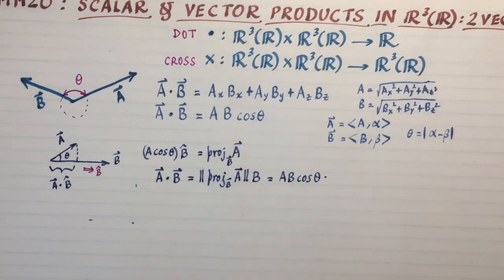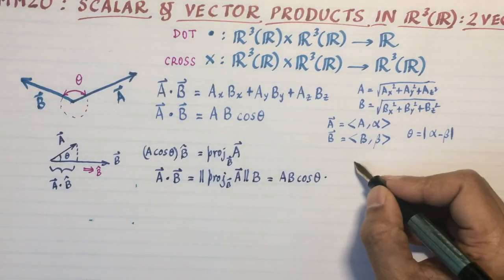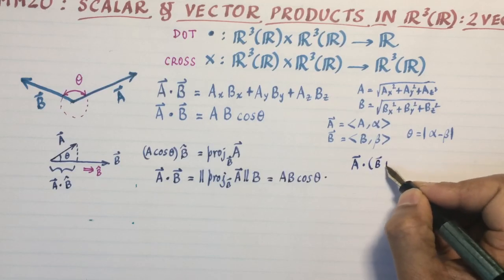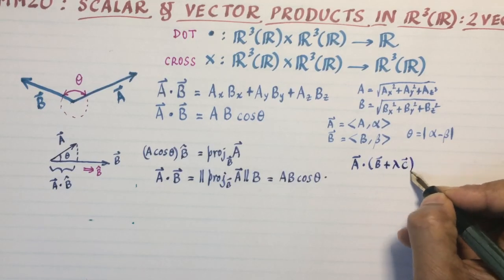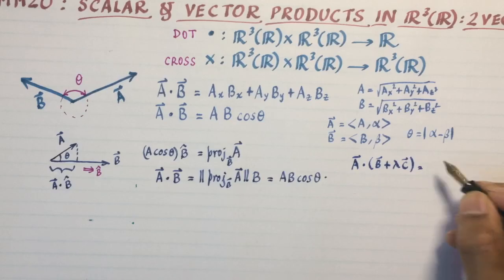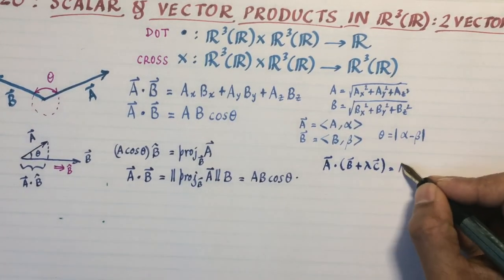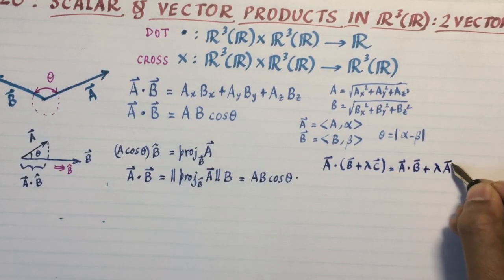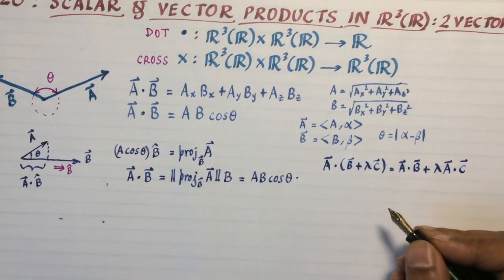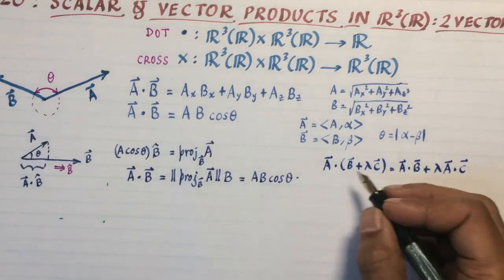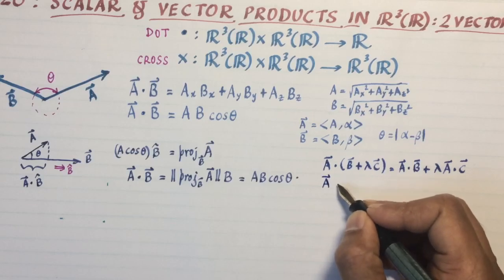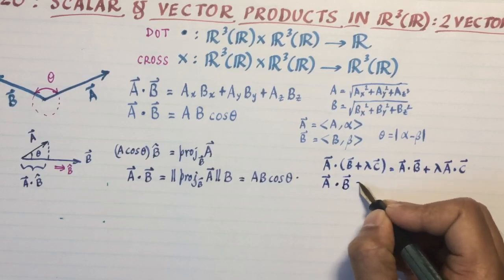Some basic properties of the dot product is that it's distributive. So if I have the sum of two vectors, B plus lambda times C, where lambda is some real number, then this is going to be A dot B plus lambda A dot C. So that's one way of writing the distributive property, and then you also have the property that A dot B is the same as B dot A.